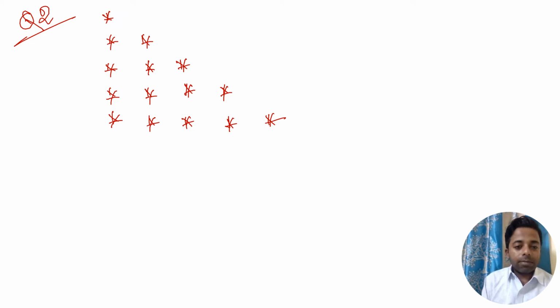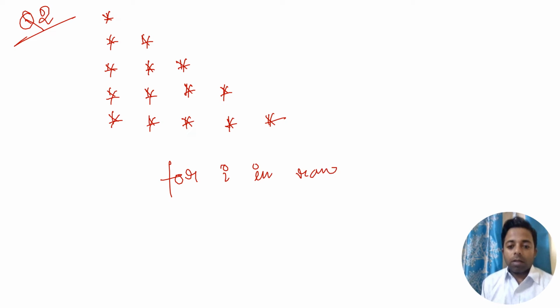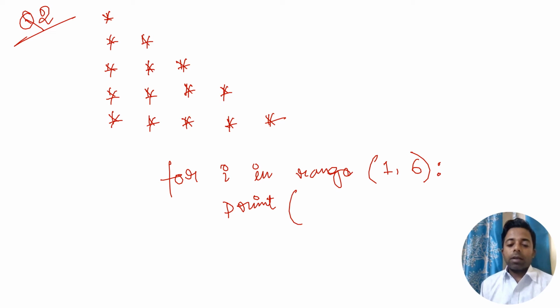All you need is one for loop: for i in range from 1 to 5, that is, 6 is not included in the range, and one print statement. Inside of the print function, I will manipulate this string.